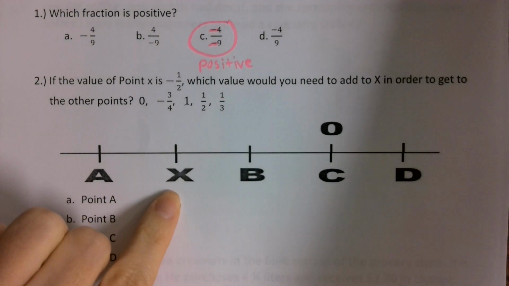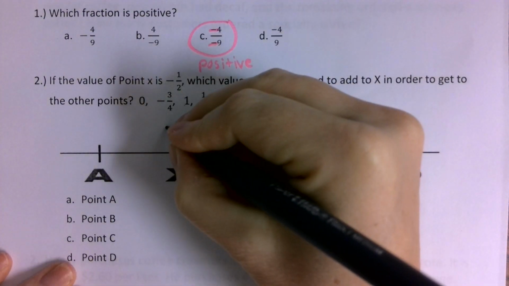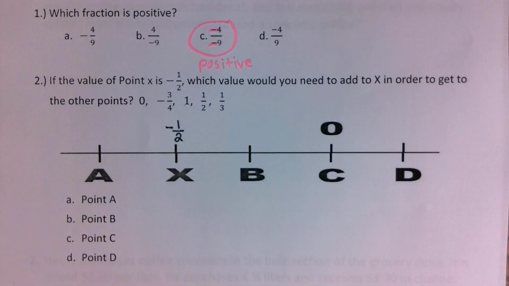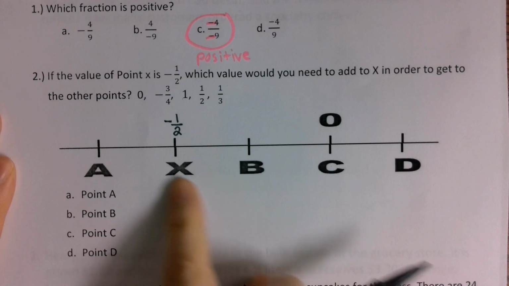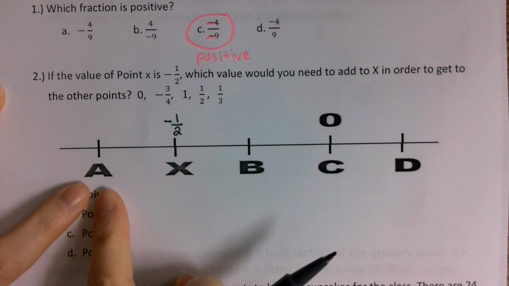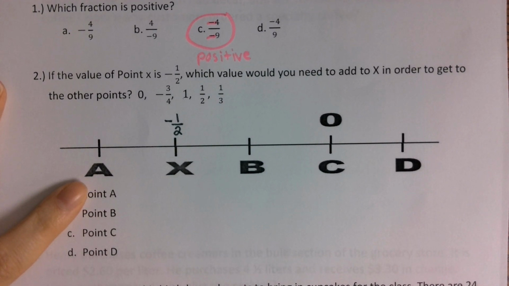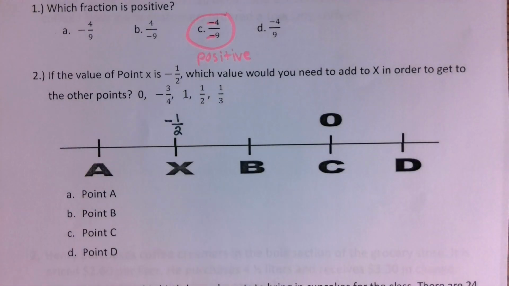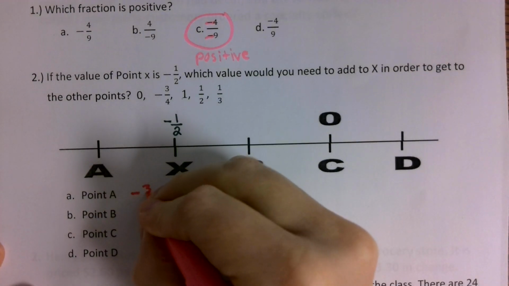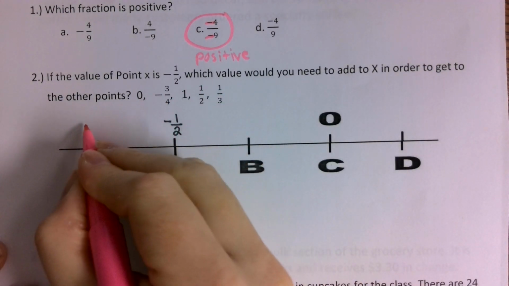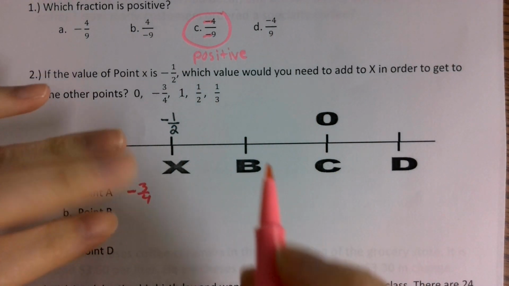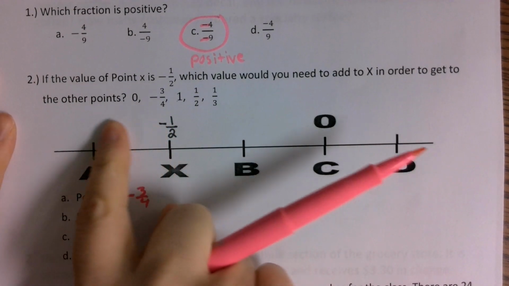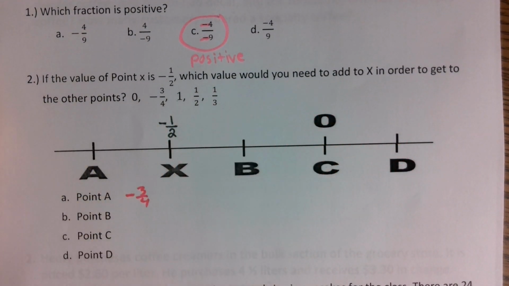So again, X is at the value negative 1/2. If I want to get to point A, which one of these values could potentially take me towards point A? Aeon? Negative 3/4. Very good. Negative 3/4 is going to continue moving in the lesser direction. If I add negatives, it doesn't matter if I add negative 1/4 or negative 3/4 or negative 2 1/2, it's going to continue leading me in a further negative direction.